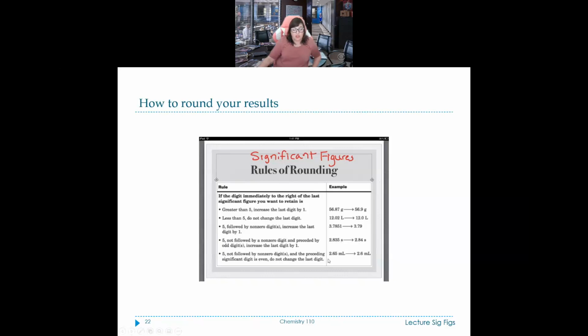If, on the other hand, we're talking about a number like 2.65 and the number before it is even, then we're going to leave it alone, okay? So now we're talking about the number before the last digit. If it's odd, we round it up. If it's even, we leave it alone. Okay, so that's how we deal with that. That way, systematically, we're going up sometimes and down sometimes, right? That's why we do that.